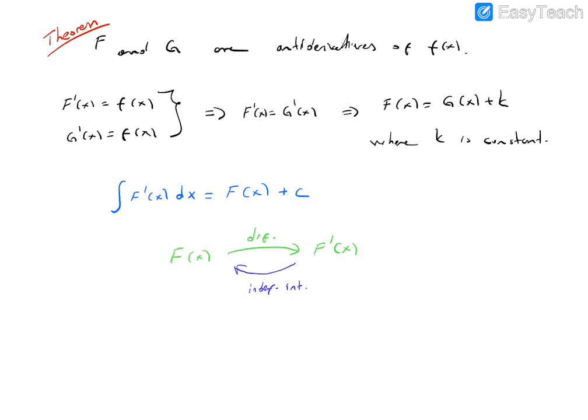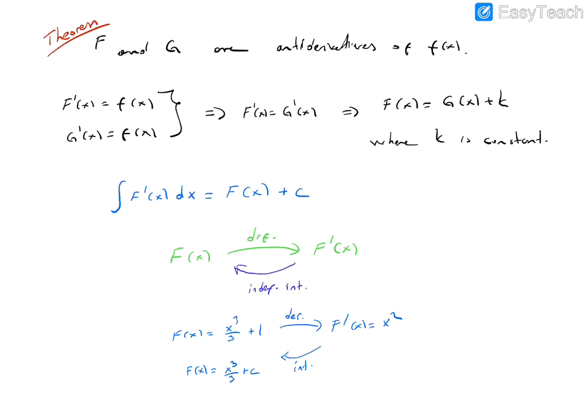If capital F of x is, for example, x cubed over 3 plus 1, then f prime of x is x squared. So when turning back, by using the inverse operation, integration, the integral of f prime can be any function F of x plus c, okay? So this is derivative, this is integration. Here, F of x can be x cubed over 3 plus c.